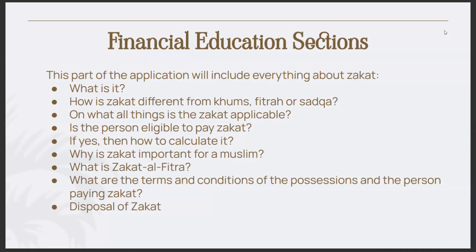What is zakat al-fitra? What are the terms and conditions of the possessions and the persons paying zakat? This will include the conditions, the minimum wealth owned by that person, and the condition of that person, if that person is baligh, if that person has aql, and all these things. And then when paying zakat, who are we supposed to give it to? Should we give it to the needy people directly, or should we give it to the imams that are there in masjids? All these things. Where is it supposed to be disbursed?